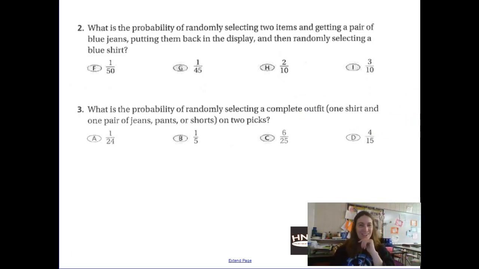All right, 2 and 3 and 4 are also really good questions to look at. So that same question about the blue jeans, you're going to be very distracting to everybody.